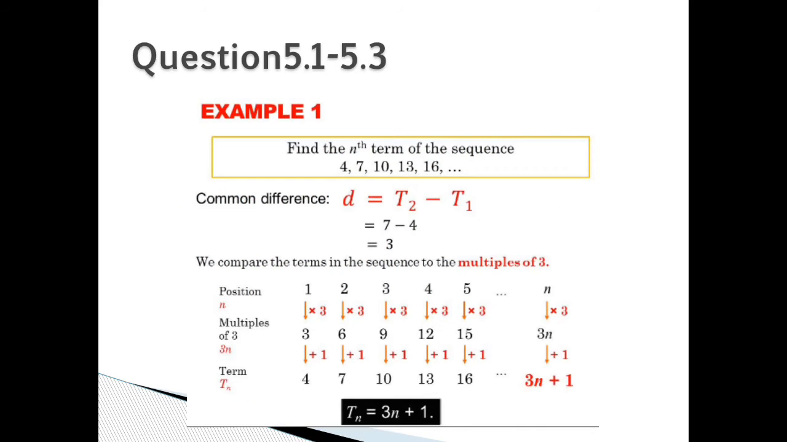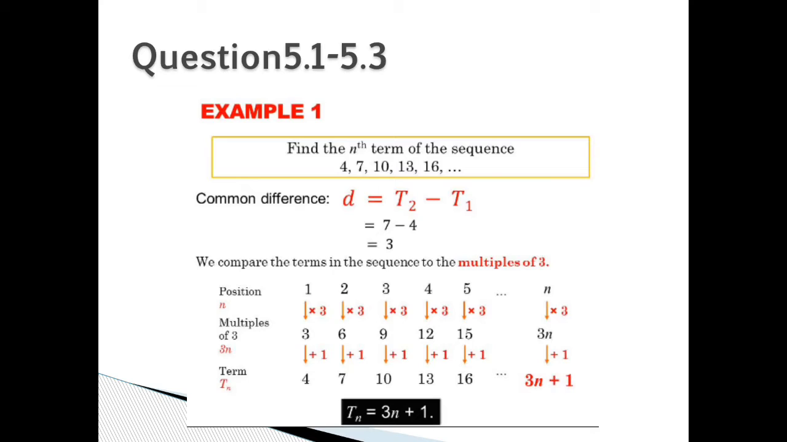Here's an example. Find the nth term of the sequence 4, 7, 10, 13, 16. You firstly need to find the common difference. D is equal to T2 minus T1, which is equal to 7 minus 4, which is 3. We compare the terms in the sequence to the multiples of 3. We need to consider the positions, n, and then the multiples of 3. So we've got 3n, and we need to find what my term will be.